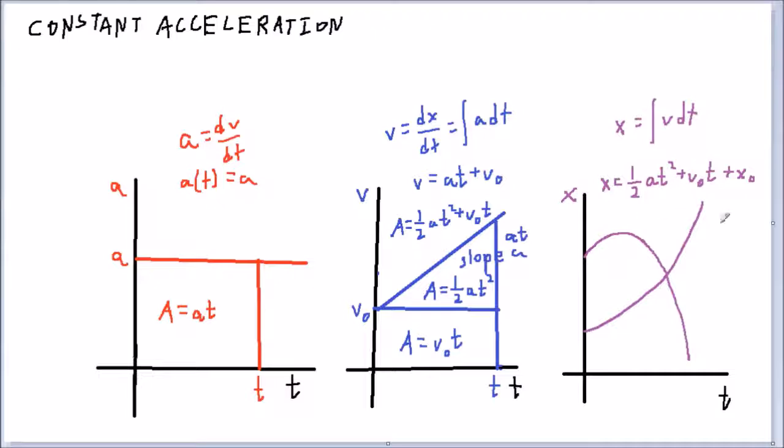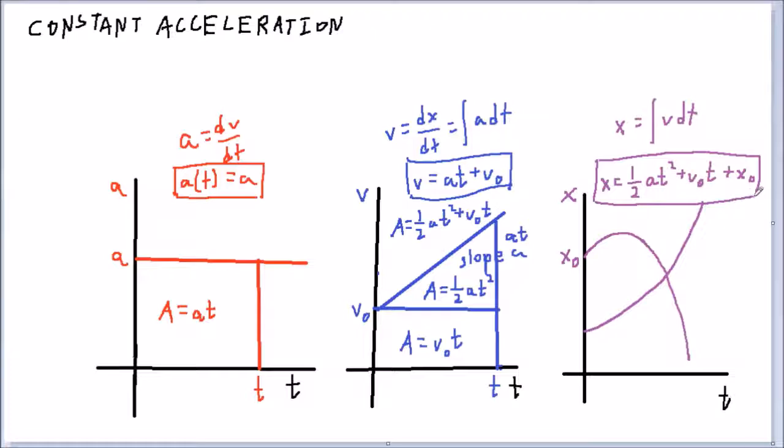The only thing we can easily find out from here is that this y-intercept here is going to be x naught. There's not much else you can easily find out about this curve using this formula without some more complicated analysis, but here are these three important equations that we have for constant acceleration. So we have the acceleration is some constant value a. Velocity, we're going to say, is at plus v naught. And finally, our position function looks kind of complicated, but it's going to be x equals 1/2 at squared plus v naught t plus x naught. So we're also going to box that. So these three equations here are the important equations of constant acceleration.